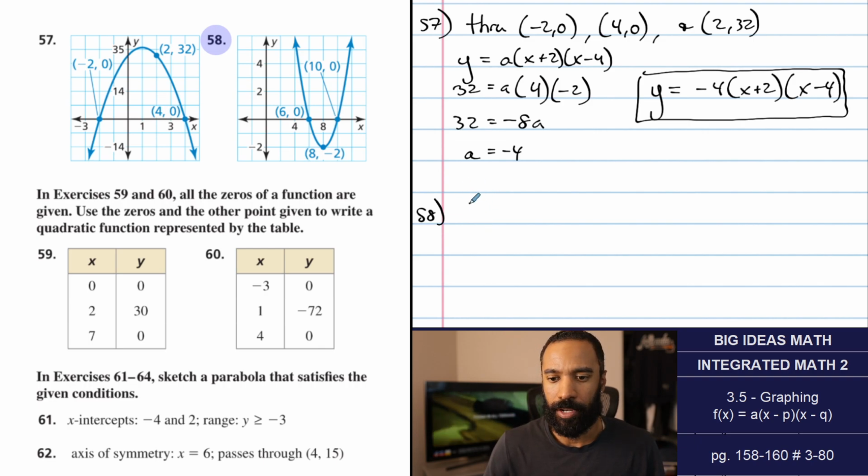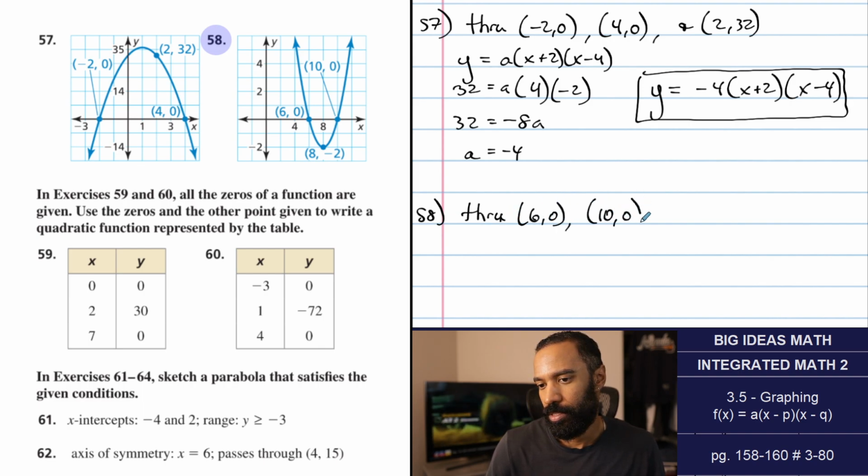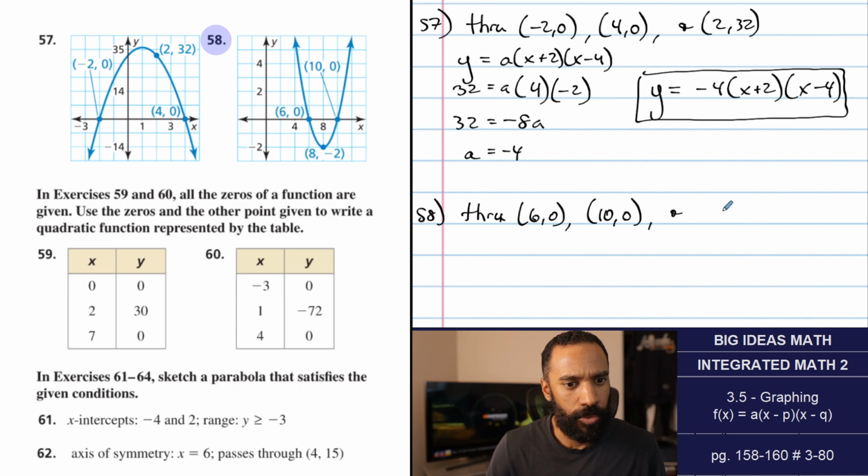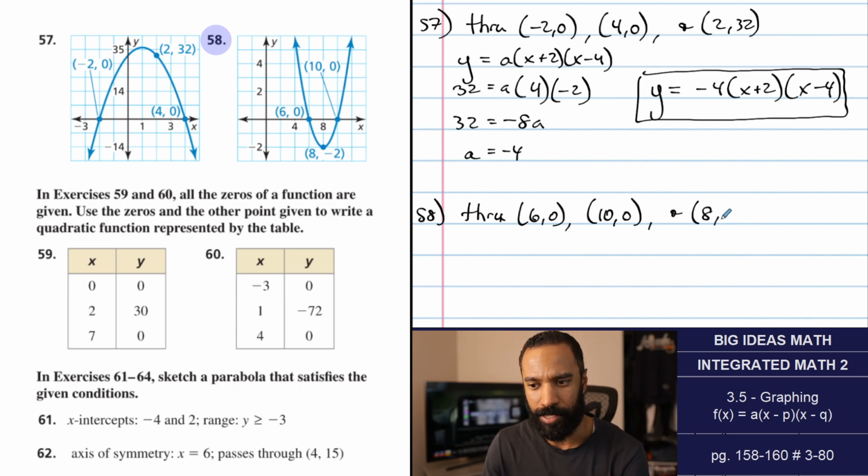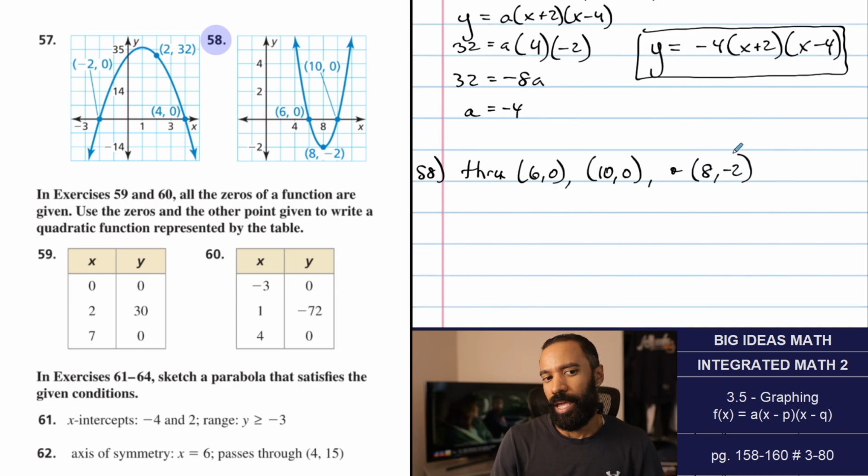All right, number 58, we're going to go through. I'm writing the x-intercepts first. So 6, 0, 10, 0, and 8, negative 2. Looks like 8, negative 2 is the vertex. You guys see that? 8, negative 2 is the vertex.